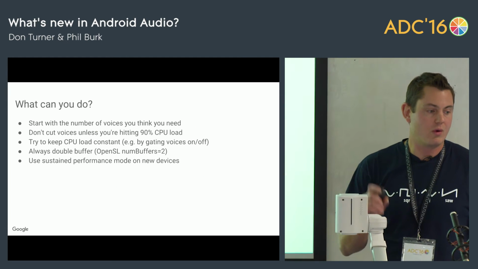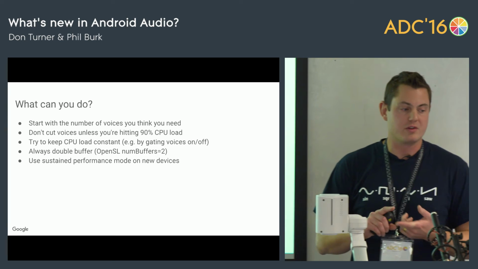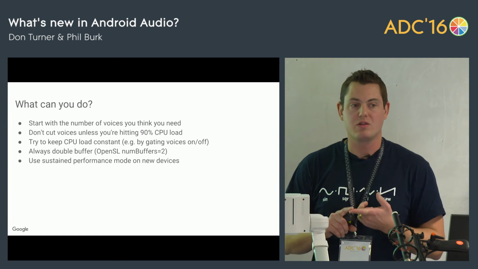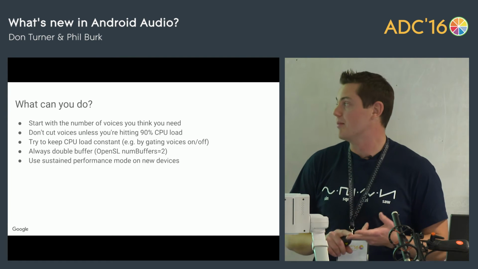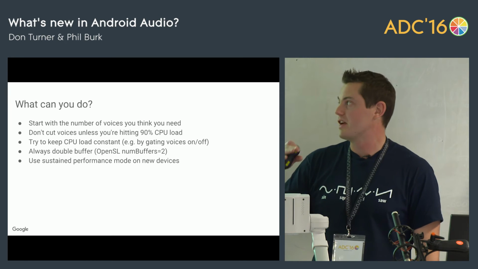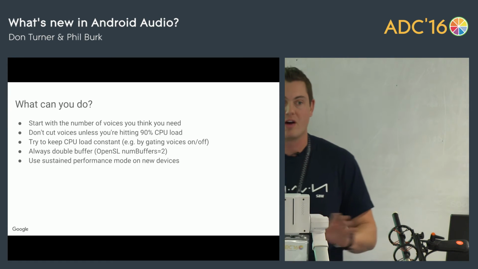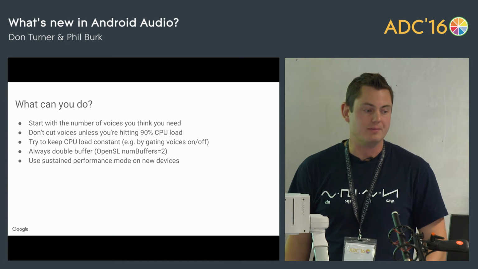So what can you do about this? Firstly, this sounds really obvious, but start with the number of voices you think you'll need, based on device testing, and don't cut that number of voices unless you're hitting 90%. Like, if you stay above this 80% threshold, the governor's absolutely fine with everything that you're doing, so it's not going to scale your frequency down.